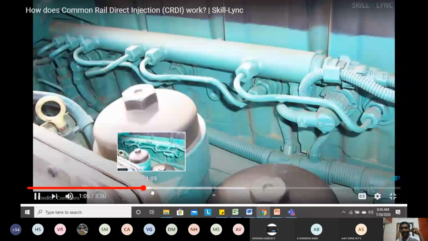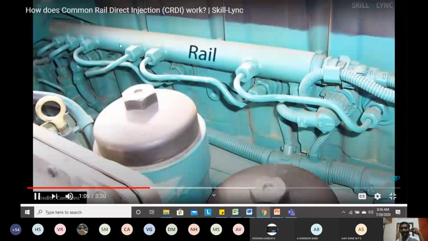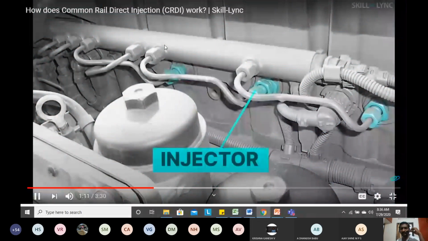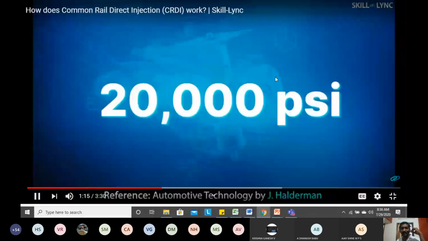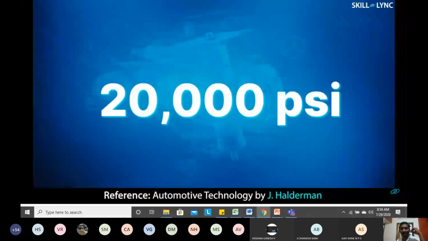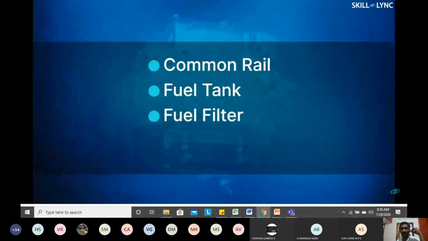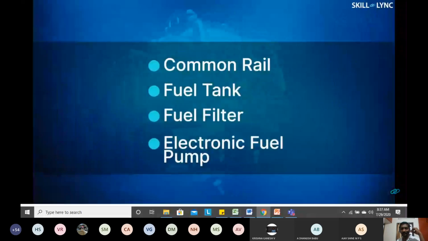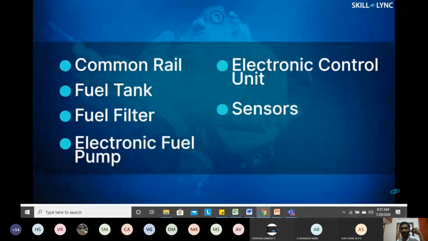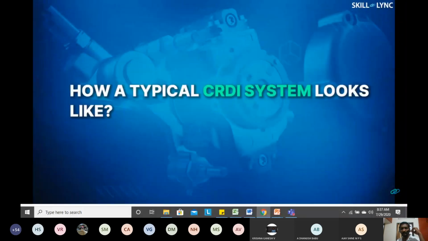So this is common rail. So here we'll be having high pressure diesel always. So pressure is 20,000 psi. CRDI consists of a common rail, a fuel tank, a fuel filter, electronic fuel pump, electronic control unit, sensors, and injectors. Now let's see how a typical CRDI system looks like.